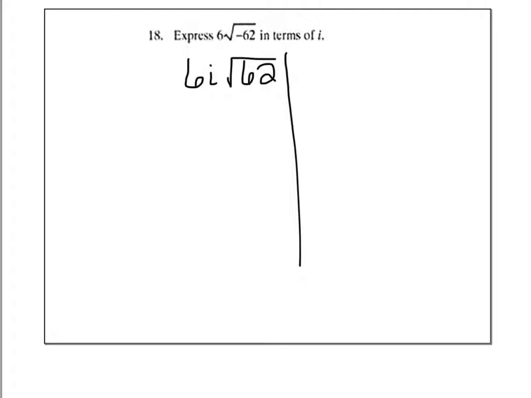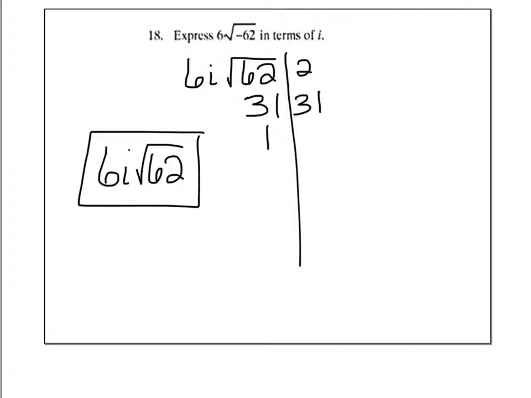Well, 62 divided by 2 turns into 31. Well, 31 is a prime number, so all I can do is divide it by 31. I don't have any pairs, which means 62 is actually prime. So since we expressed it in terms of i, 6i times the square root of 62 is our final answer. Not as much work as probably expected.